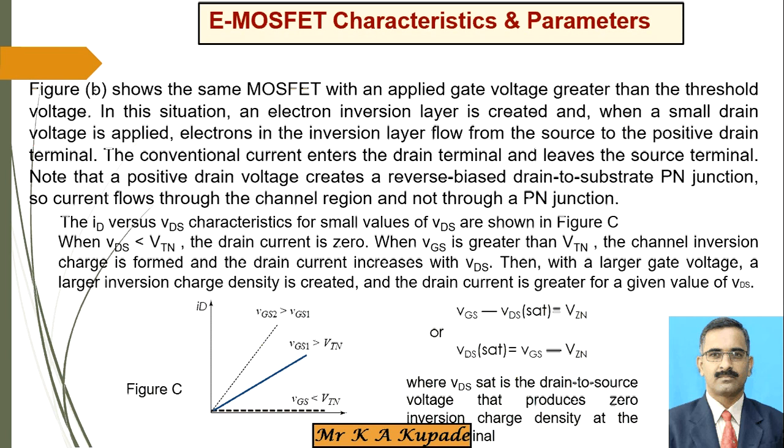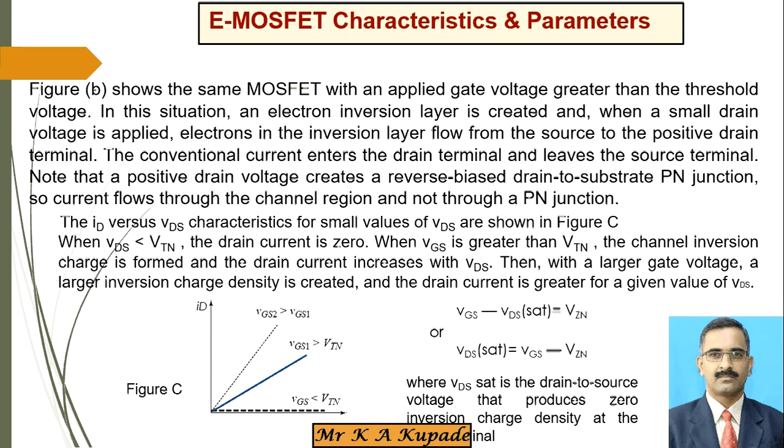With a large gate voltage, a large inversion charge density is created, and the drain current is greater for a given value of VDS. Now, two equations are considered for calculating the parameters. We will go through those equations one by one and use them to see the parameters of these characteristics. We will see other characteristics after this, but remember this point.